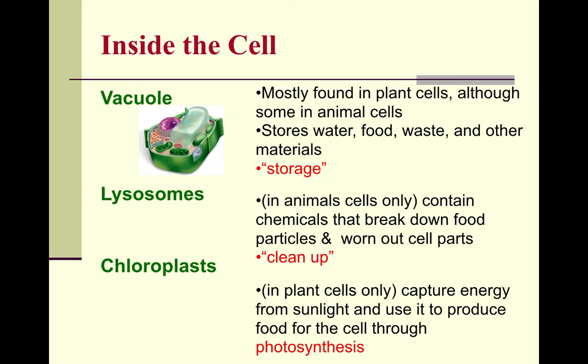Then you have the vacuole. These are found in plant cells and some animal cells. They are the storage, kind of like the refrigerator. They store water and food and waste. The lysosomes, these are in animals only, contain the chemicals. They're the cleanup crew. And then you have chloroplasts, and these are in plant cells only. They're the ones that capture that energy from the sunlight and use it to produce the food, and we call that photosynthesis. That's what gives plants their green look.